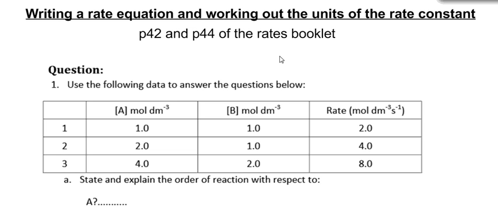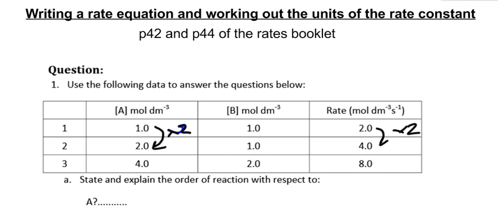So first off, like we've seen before, we need to work out the orders of reaction. A is always changing here, so we're going to have to be careful. B isn't changing here, so I'm going to look at A in experiments 1 and 2, and I can see that it's gone up by a factor of 2. And I can see that my rate here has also gone up by a factor of 2.